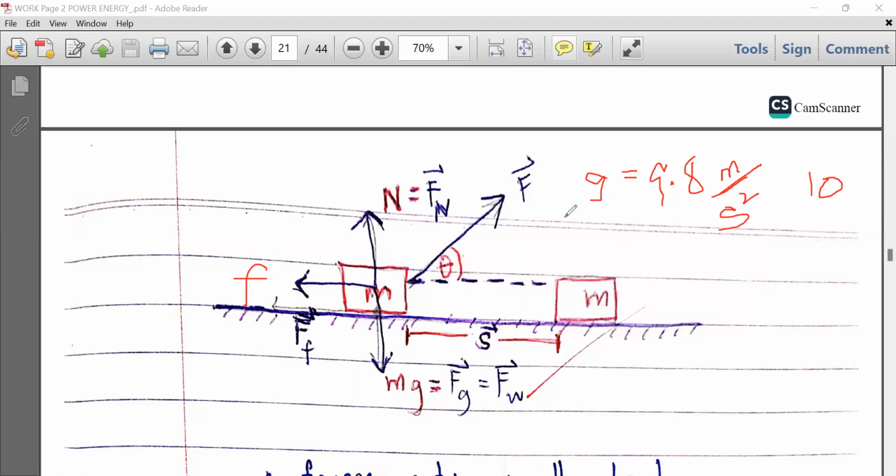All right. So the four forces are the applied force here, the normal force Fn, the frictional force or friction, and the force of weight or force of gravity. So how are we going to get the total work done by the four forces acting on this object?